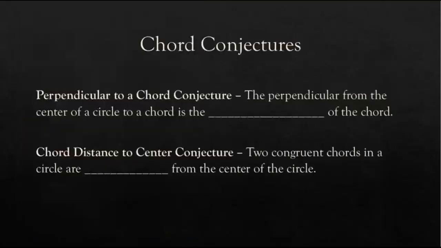A perpendicular from the center of a circle to a chord is the bisector of the chord. So it ends up being a perpendicular bisector. Divides the chord in half. Two congruent chords in a circle are equidistant from the center of the circle.